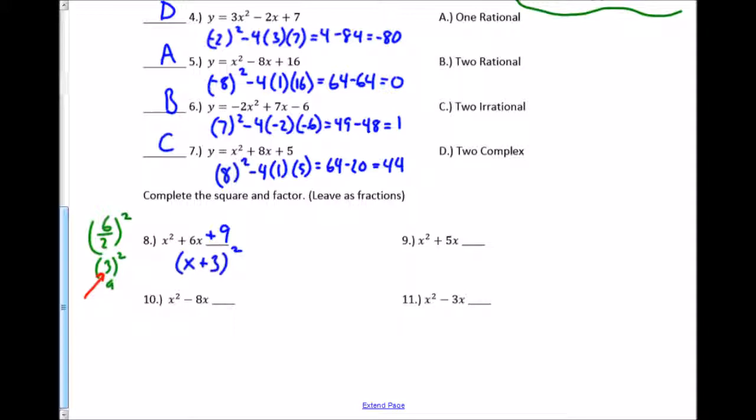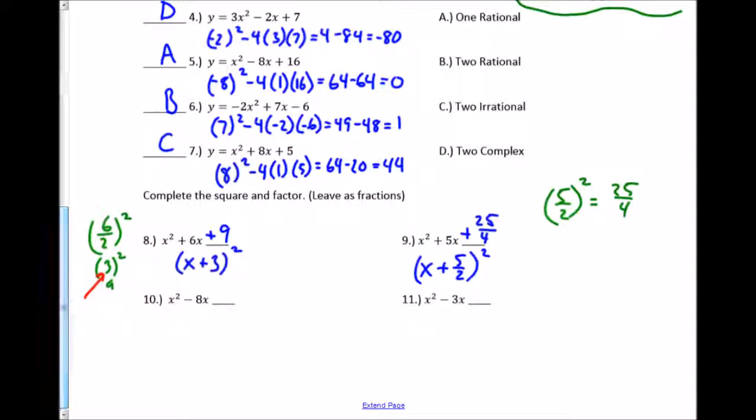For number 9, I want to leave this as a fraction, but I do b divided by 2 and square it, which is going to give me 25 over 4. So that's what I'm looking for here, is the plus 25 over 4. And then if I want to write this in factored form, again, it's always x, the b value divided by 2, which is a plus 5 halves squared.